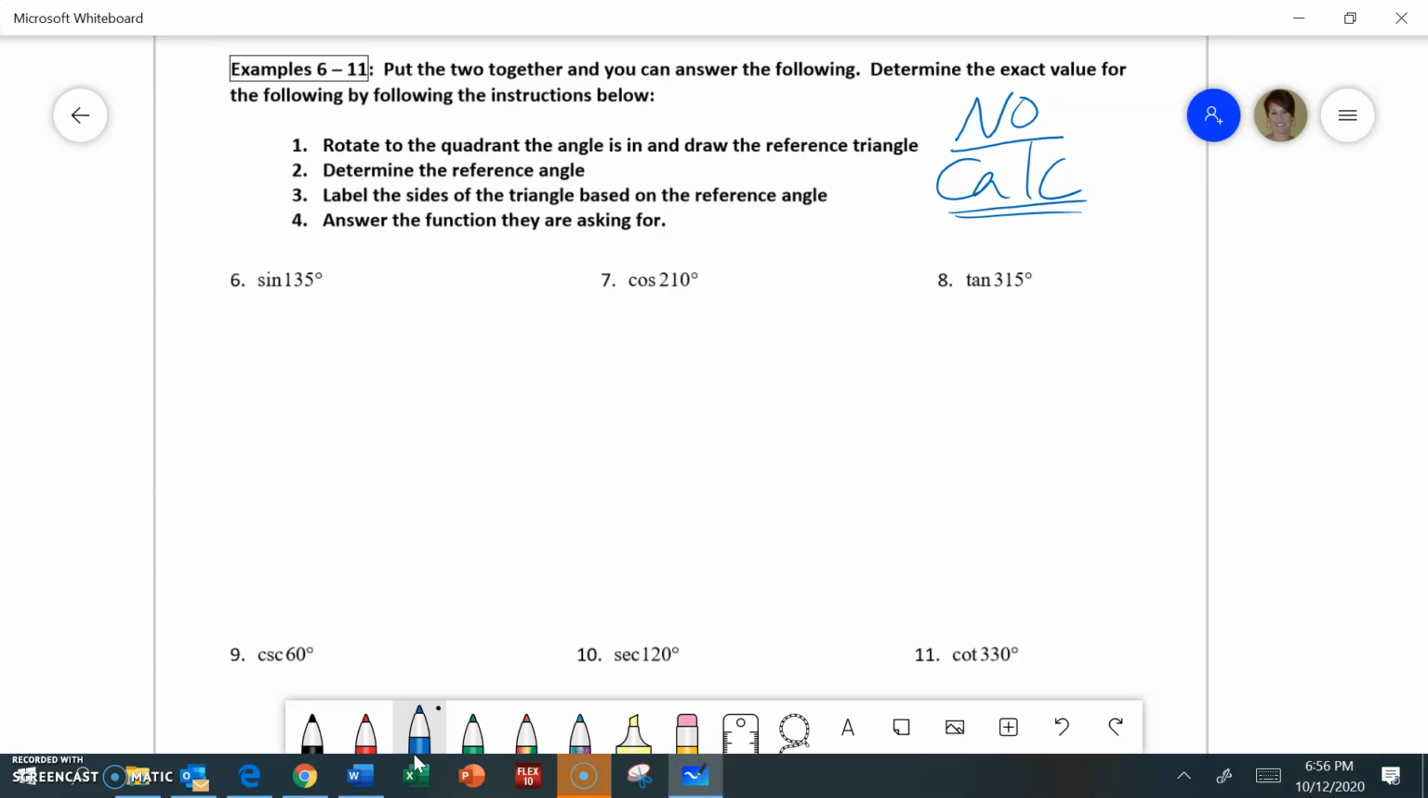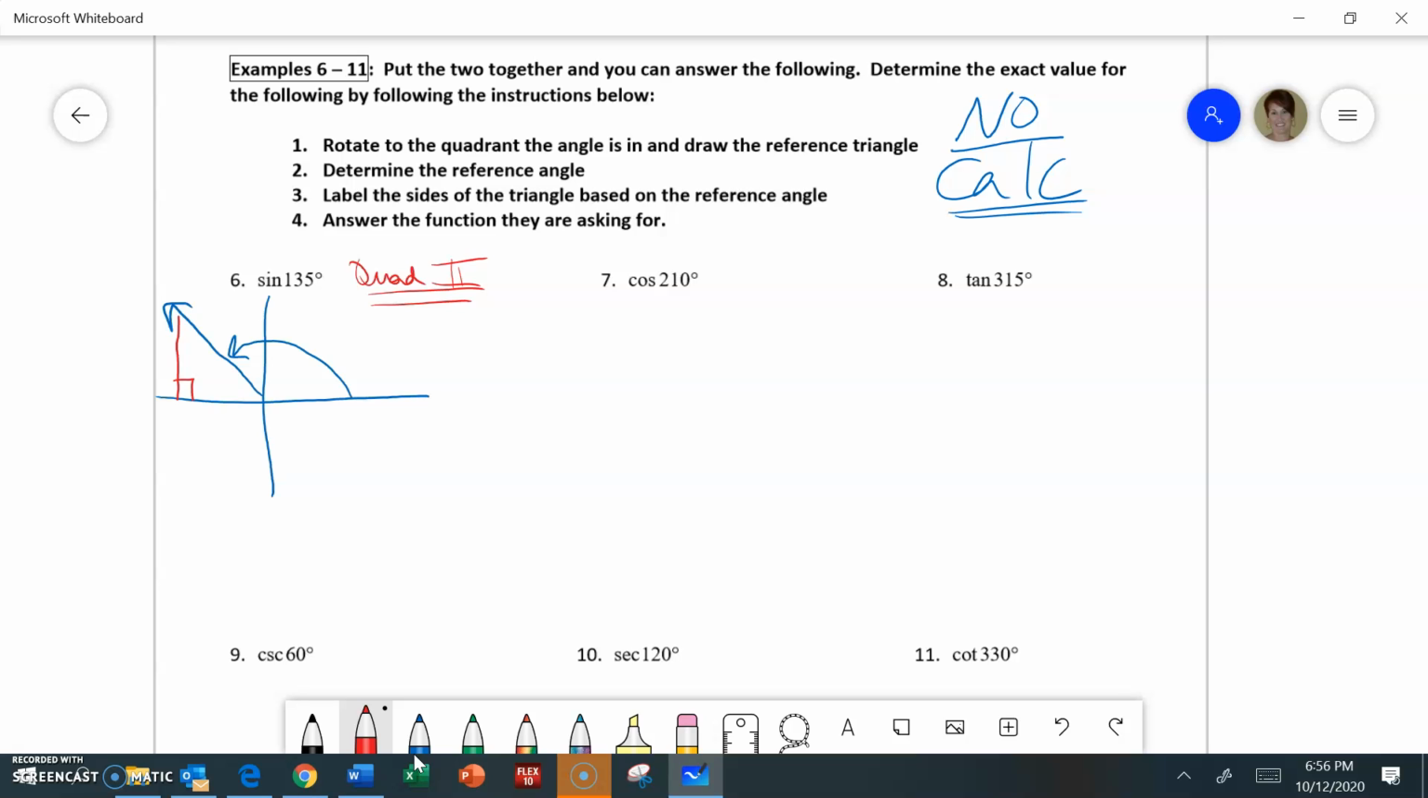Number 1 says rotate to the quadrant the angle is in and draw the reference triangle. So if I take a look at where sine of 135 would be, that's going to land in quadrant 2. I'm going to go ahead and draw my right triangle. So here's the deal. I'm going to remind myself that we are landing in quadrant 2. And that's a big deal.